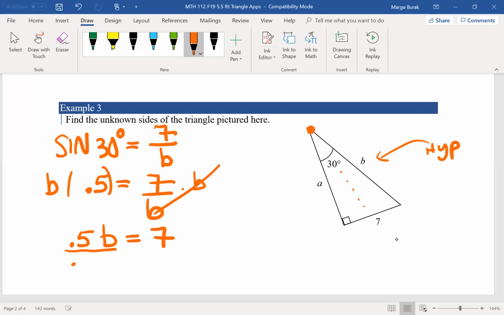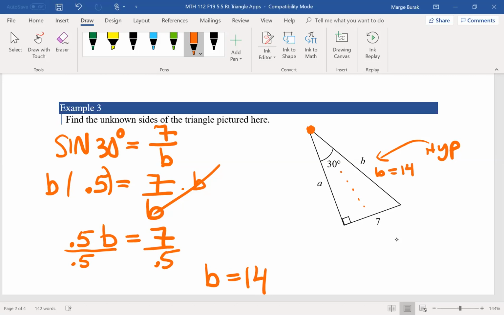So I would then divide by 0.5, and I would get b is equal to 7 divided by 0.5. I'm not going to share the screen to save time, so take 7 divided by 0.5, and it should be 14. So that means that b is 14. And now all I need to do is find a.